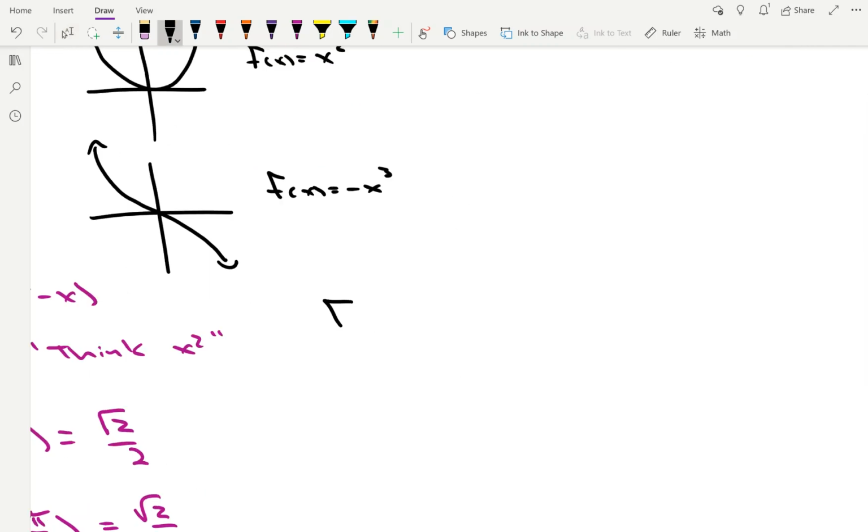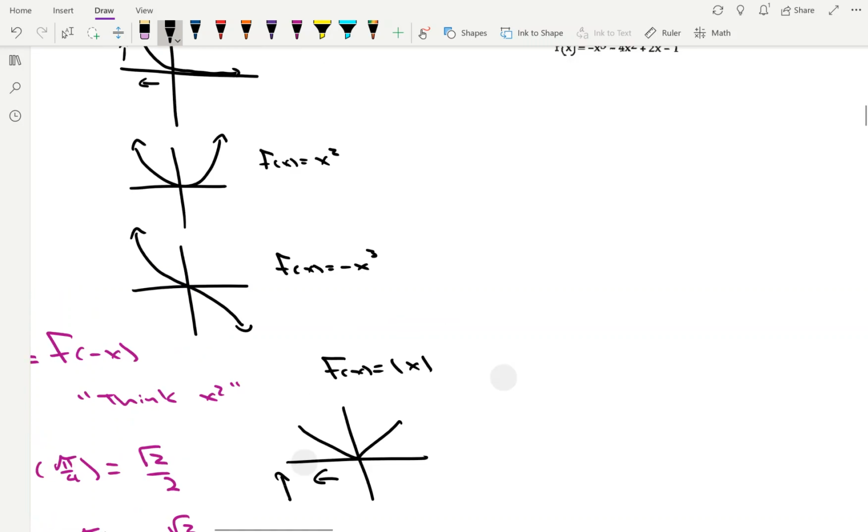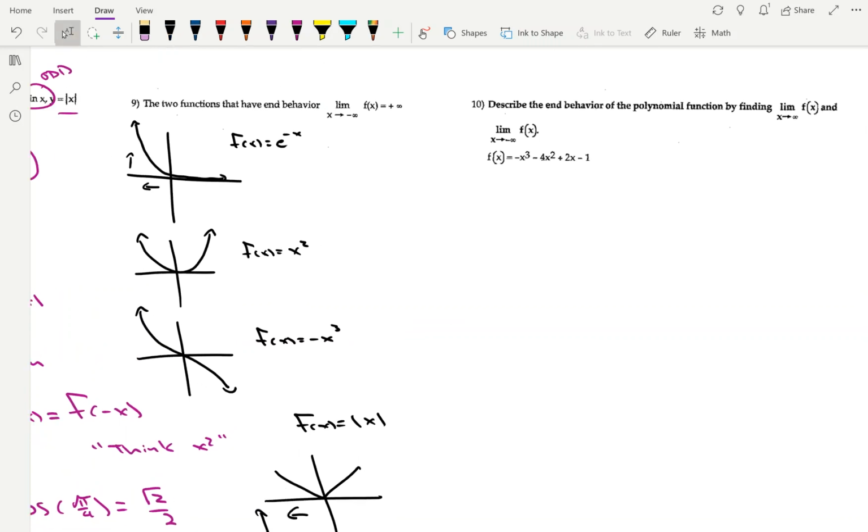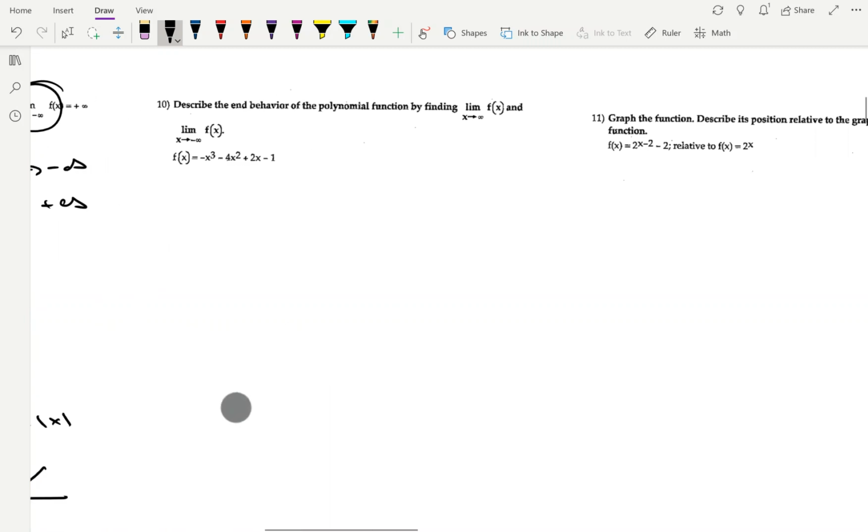Another good one is the absolute value of x. You know that guy looks like this, and you can see we're getting the same behavior there. So in class, I said this a little bit differently. I said as x goes to negative infinity, f of x goes to positive infinity. So that's what they mean by the limit, and we're going to discuss that more next year in calculus.